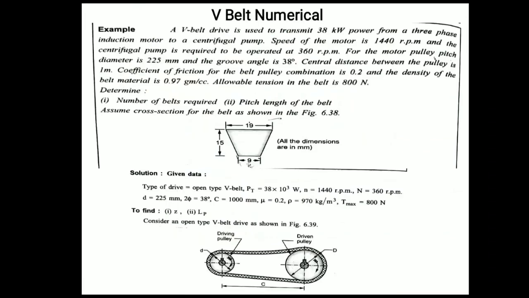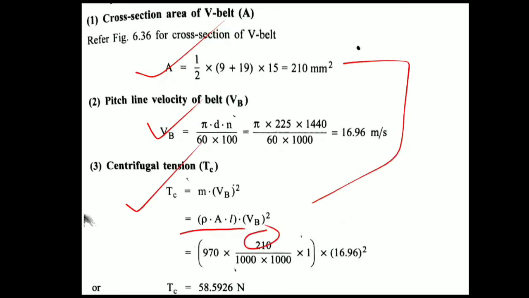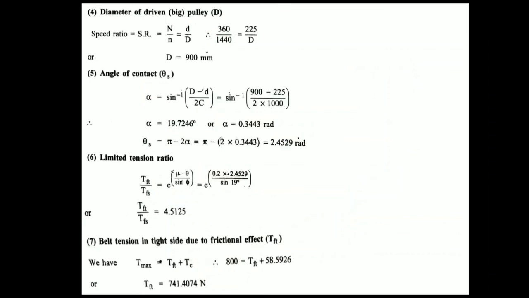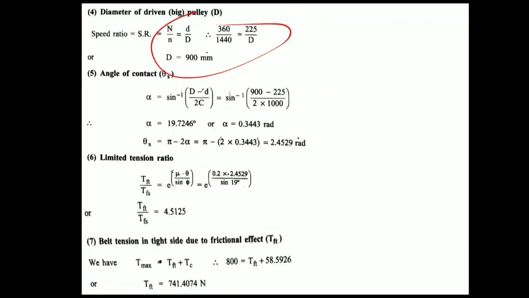So I'll revise the things. In case of belt drive, you must know the cross section. Through that cross section you calculate area, then velocity, Tc, centrifugal tension. Here the important is rho AL. So area is 210, we can calculate by this way, divided by 10 raised to 6 into velocity. So we'll get the Tc. Next will be the ratio through which diameter we can calculate, and that diameter we can put in angle of contact through which we'll get the theta as like an open belt drive.